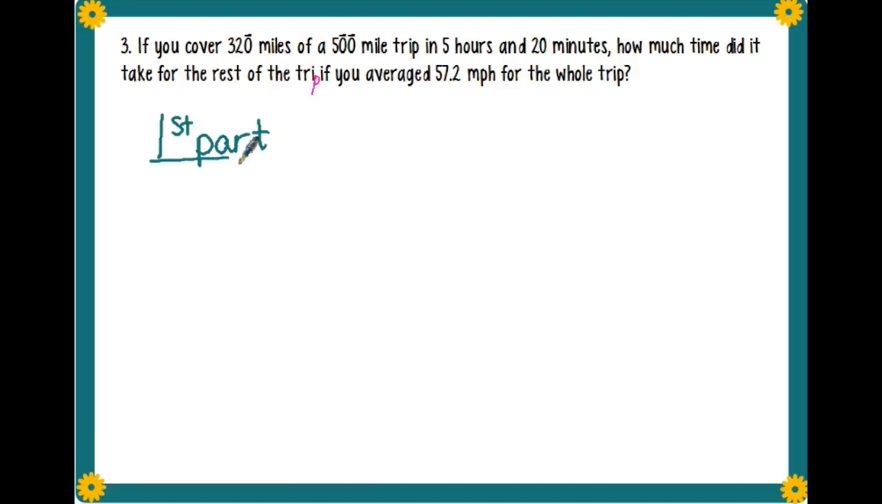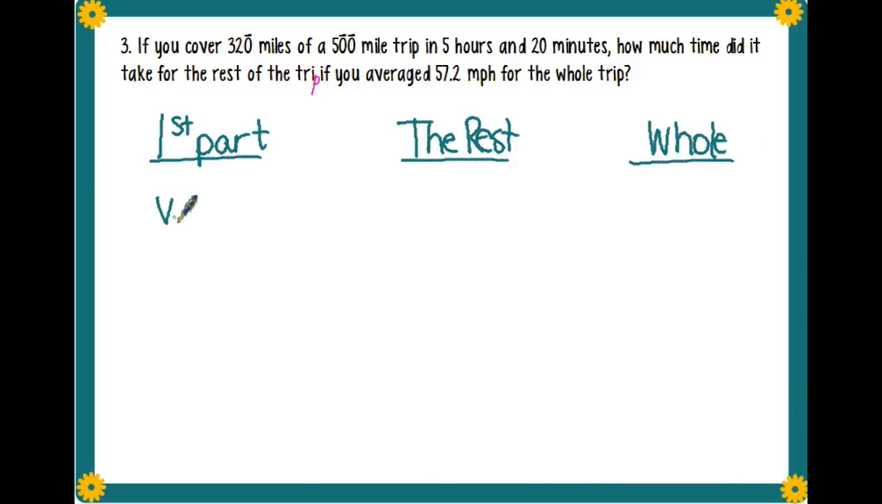I know this is the 3 different parts. I can think of the first part of the trip, the rest of the trip, or the second part of the trip, or I can think of the trip as a whole, the whole trip. For each part of that, I can use my constant speed or average speed equation.